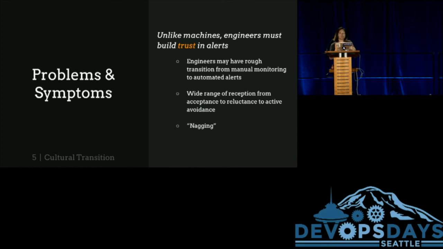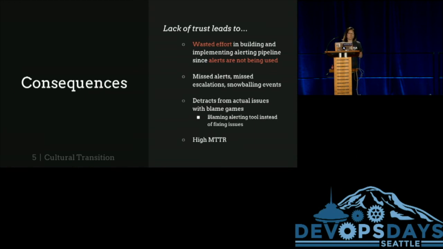But especially when there's a tool involved, people just classify it as, yeah, I didn't look at it because it was nagging me, right? I don't want to look at it. And lack of trust really leads to, obviously, wasted effort, time, and money that went into building the alerting pipeline, because the alerts are not being used and no one's paying attention. Missed alerts lead to snowballing effects, just awful escalation periods.